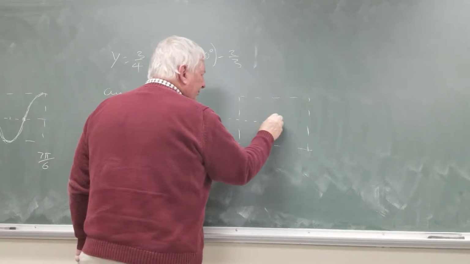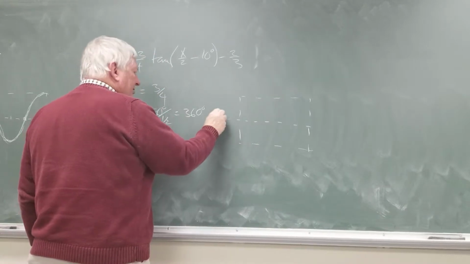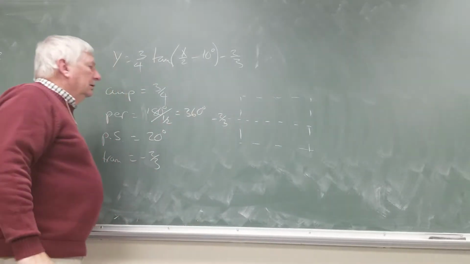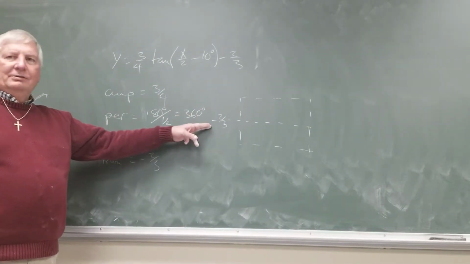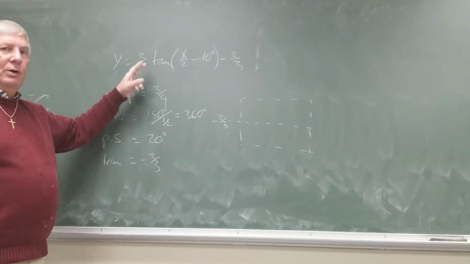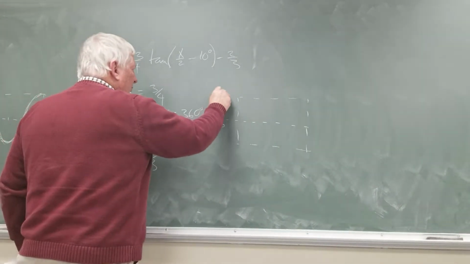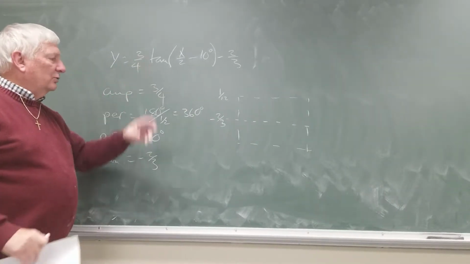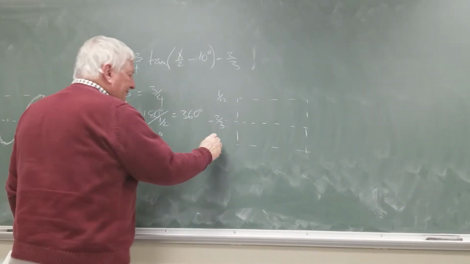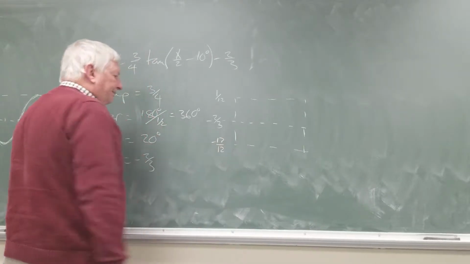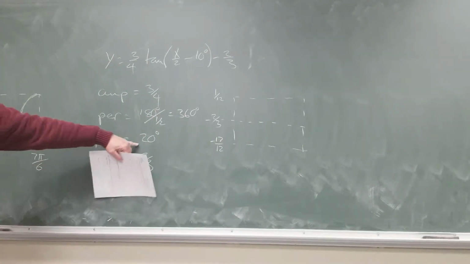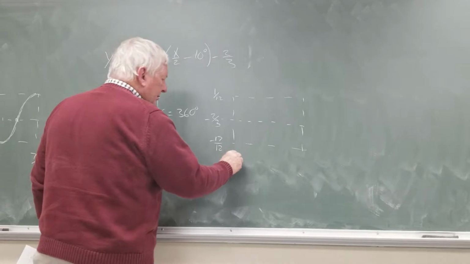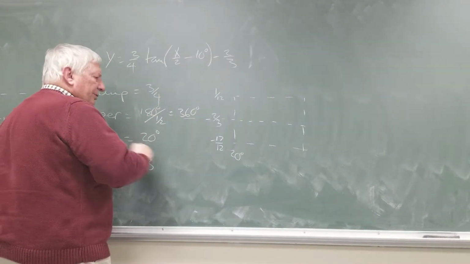the center line is the translation, negative 2/3. Negative 8/12 plus 9/12 is positive 1/12. Negative 8/12 minus 9/12 is negative 17/12. Starting at the phase shift and going that far to the right.